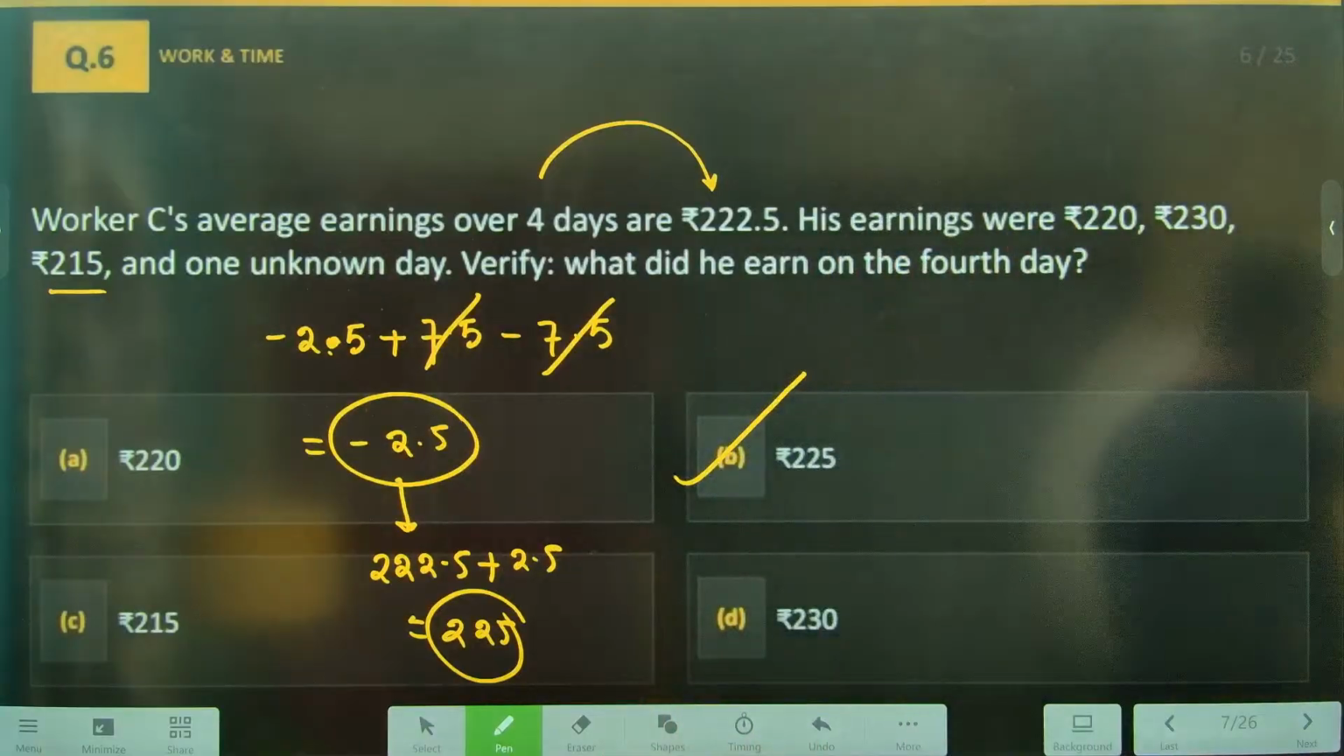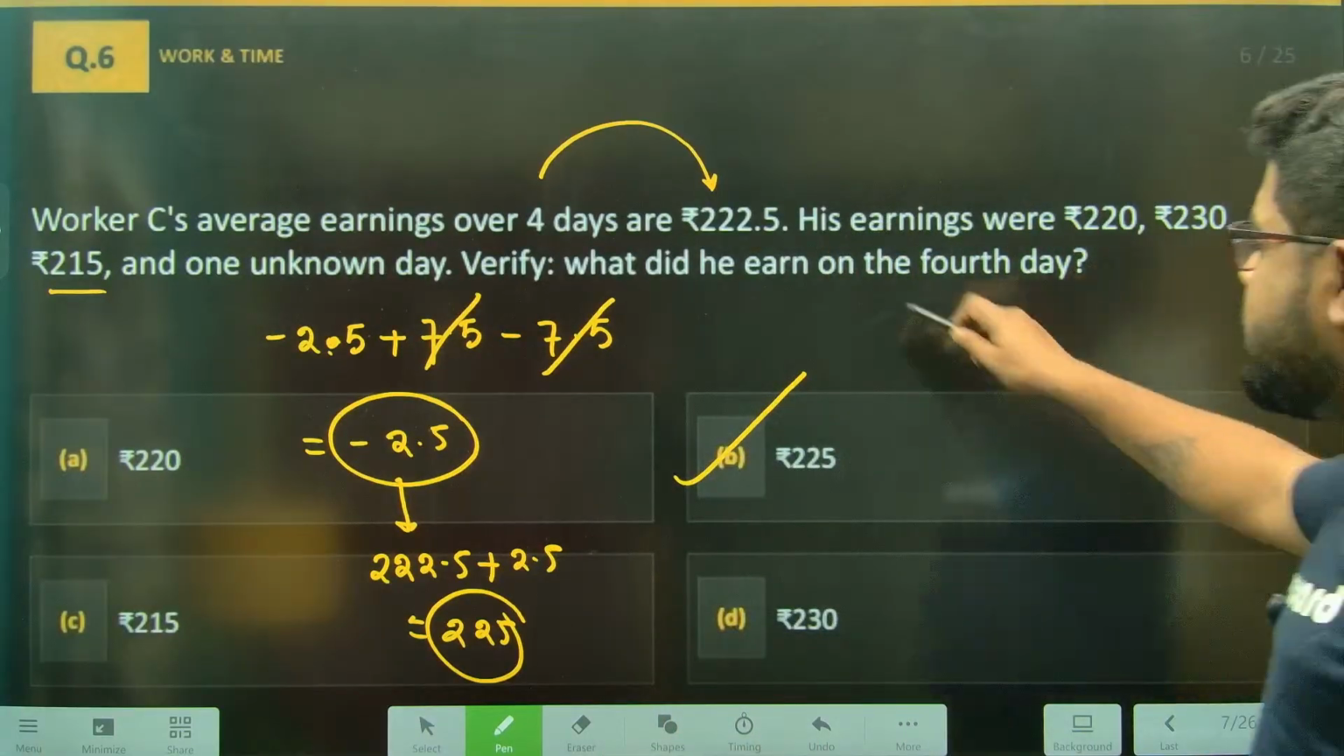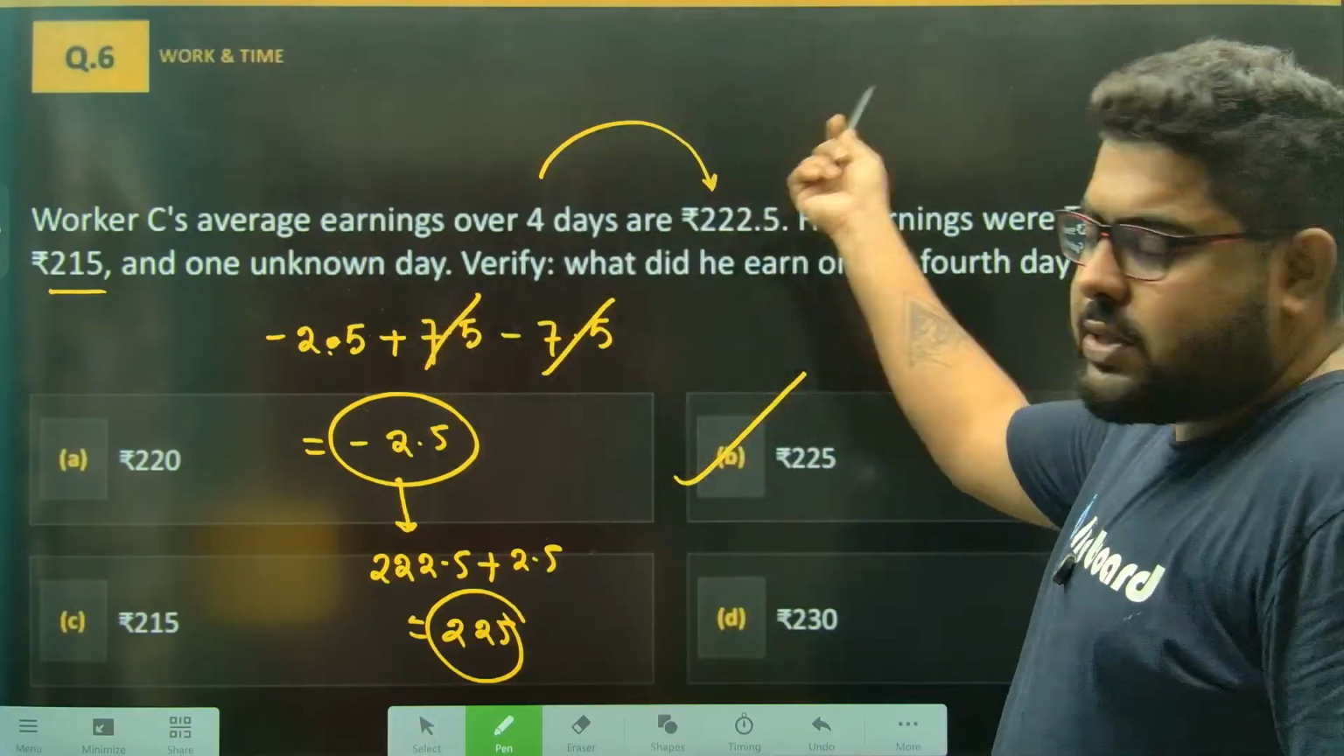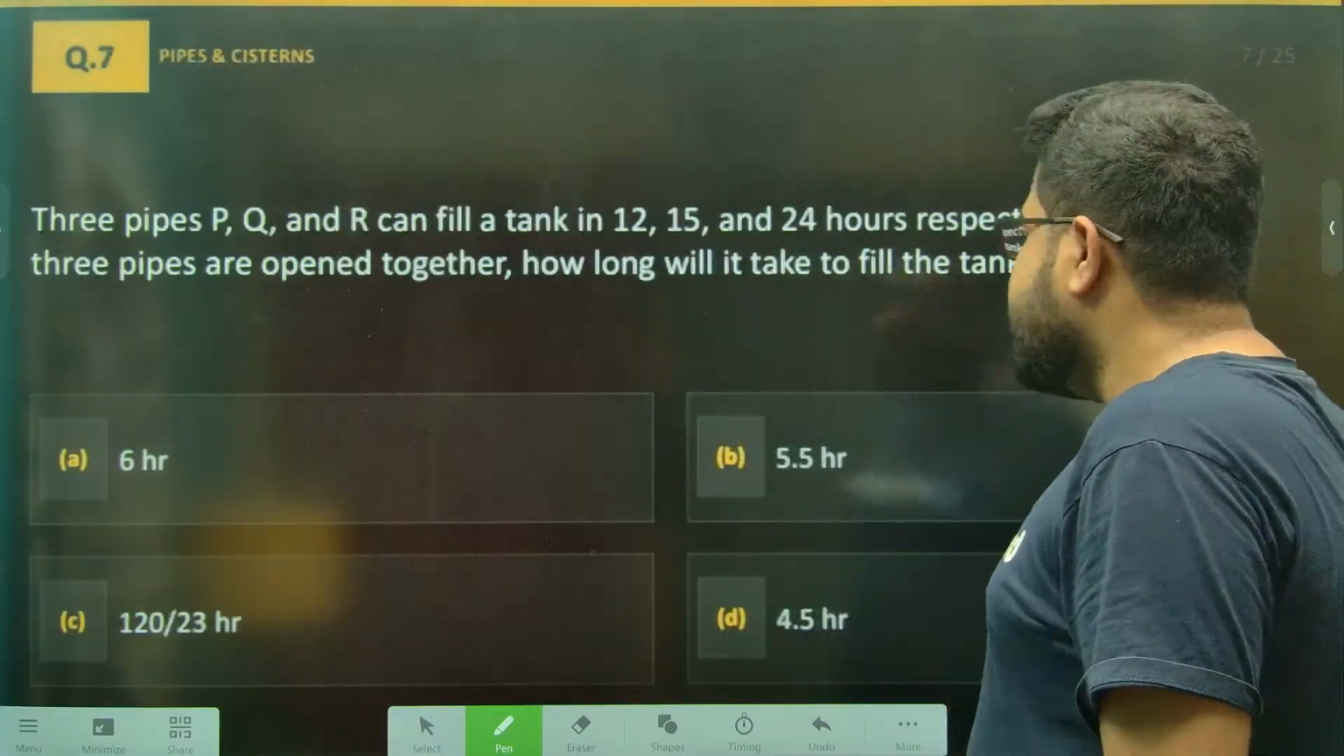Again, I skip the calculation. Another way you can do it: figure out the total by multiplying by 4, minus the sum of all three days. The remaining will be the answer. Next one, please.